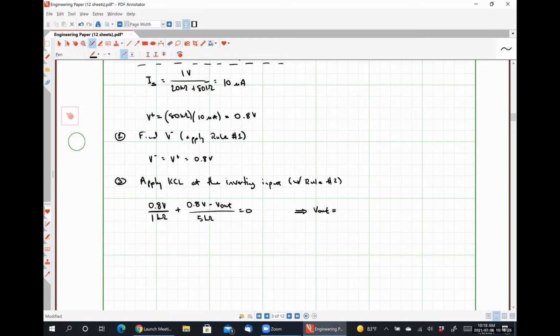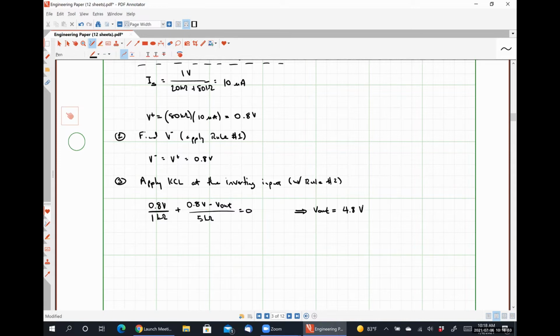Tell me when you've got an answer. 4.8 volts. Absolutely right. All right, any questions about this problem? This one was a little tricky, a little tougher than what we've been seeing, at least in my opinion.